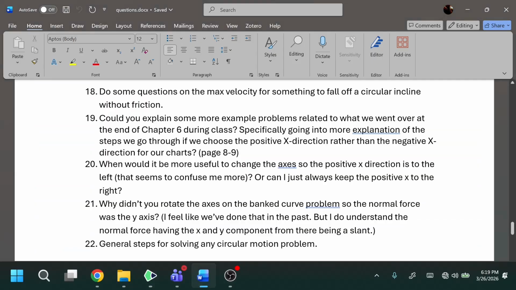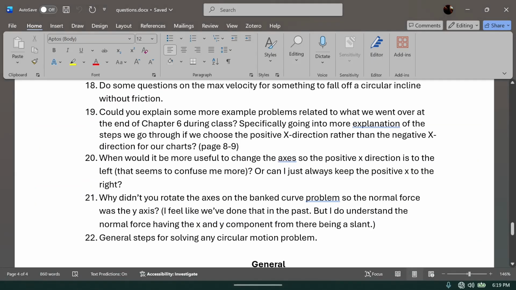All right, and if I come back over here, when would it be more useful to change the axes so the positive x direction is to the left, or can I just always keep it to the right? You can always keep it to the right if you would like. If you like that better, which personally I typically do, feel free, and then you will just have some extra negatives flying around if something is turning to the left, or accelerating to the left in some way.